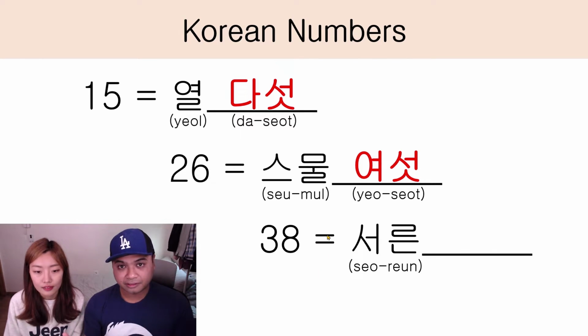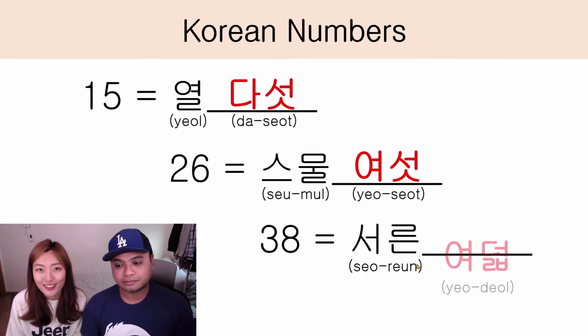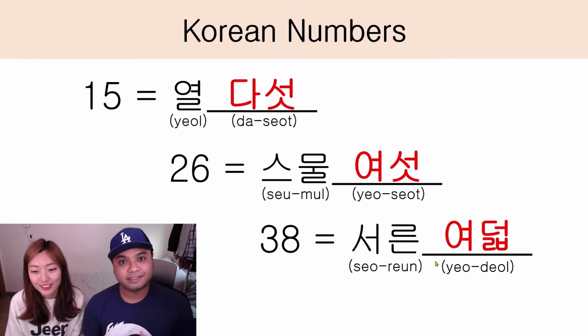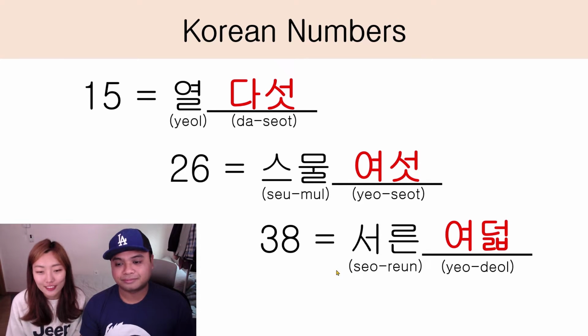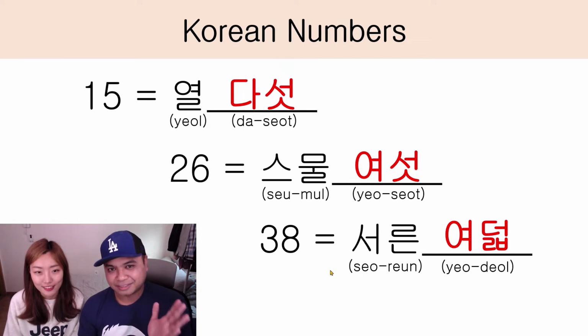Our last example is 38. You need to put 30 and 8 together. To say 30, 서른, to say 8, 여덟, and then to say 38, you need to put those two together: 서른여덟. That simple.